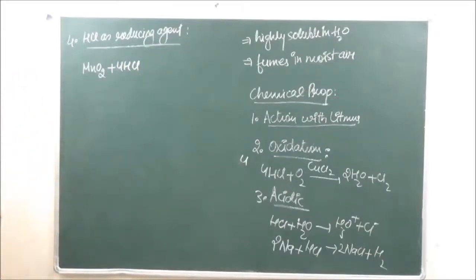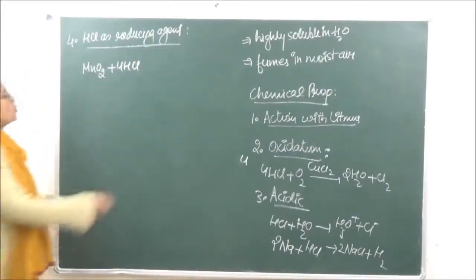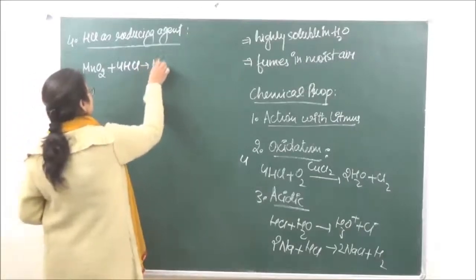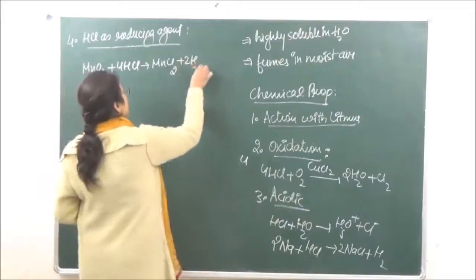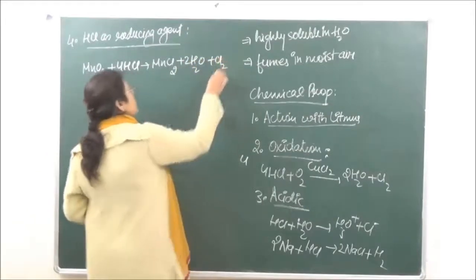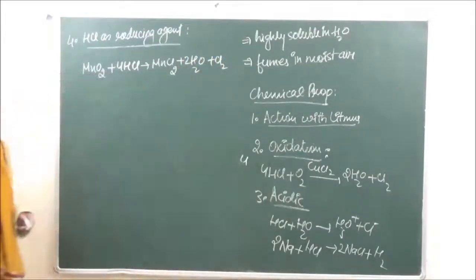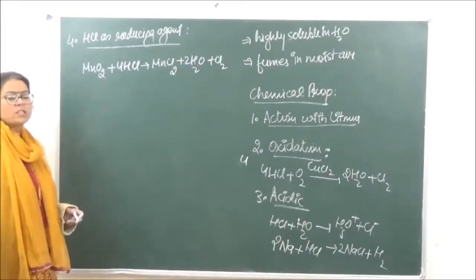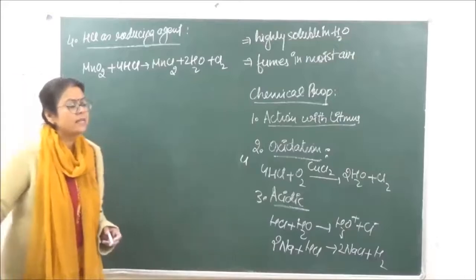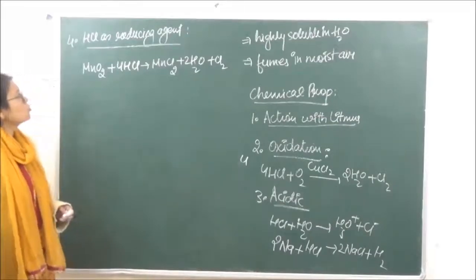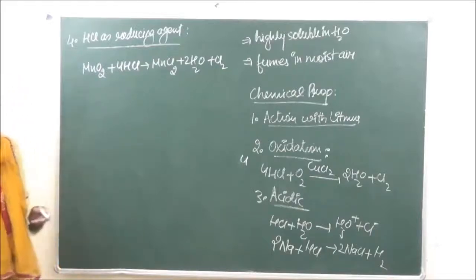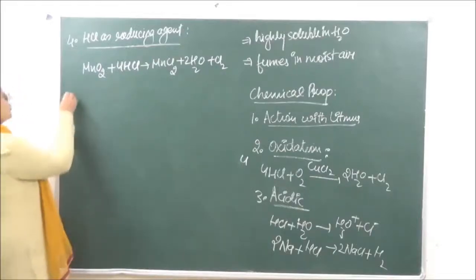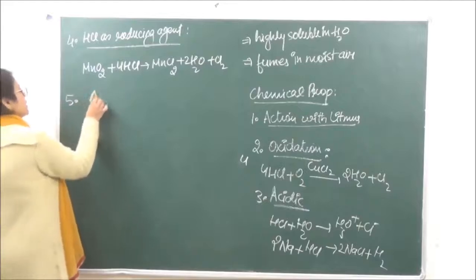HCl is going to reduce MnO2. So we will get MnCl2 plus 2H2O plus chlorine. So this gives the reducing nature. Same reaction we just did for the preparation of chlorine, जिसमें हमने KMnO4 के साथ HCl की reaction करी है. So that will also show the reducing nature of HCl. ठीक है? Then it is used in the formation of aqua regia.